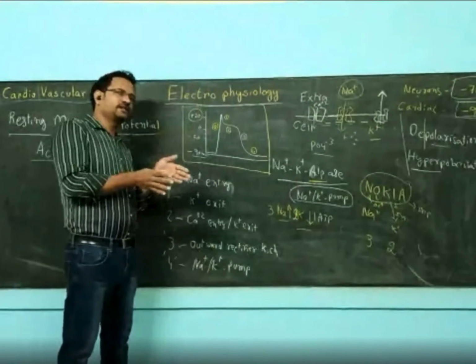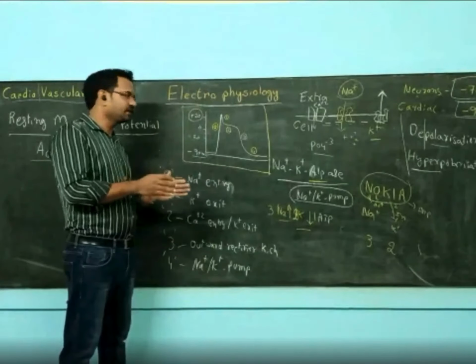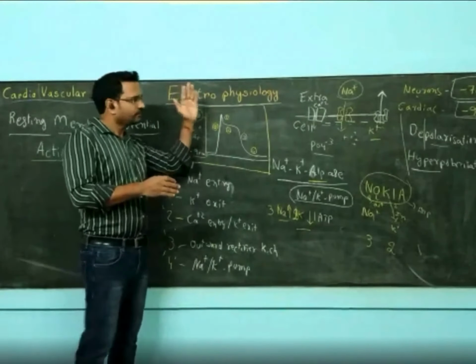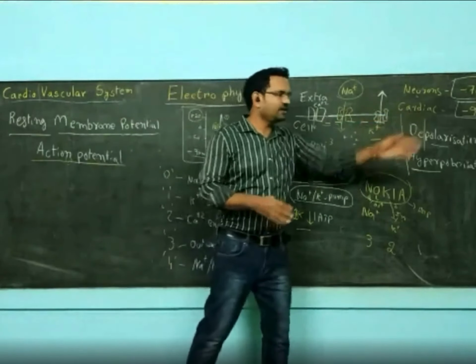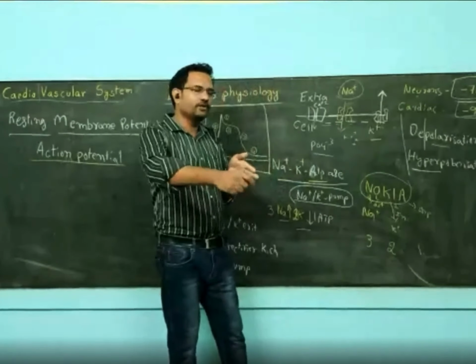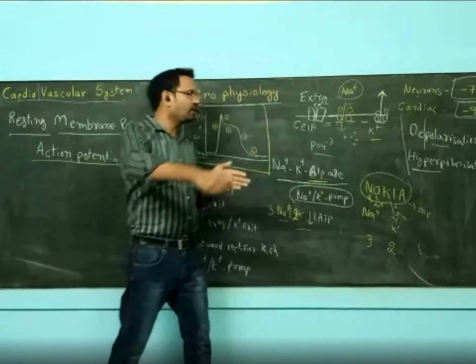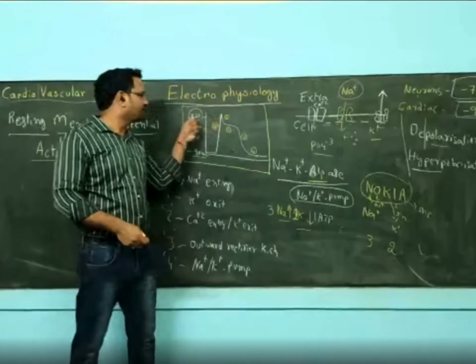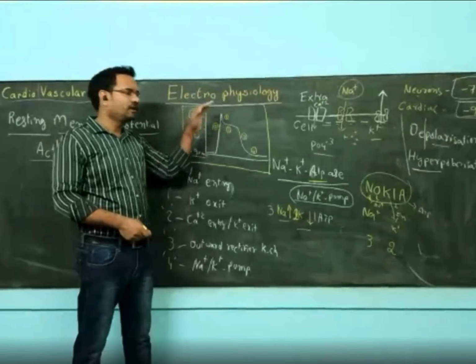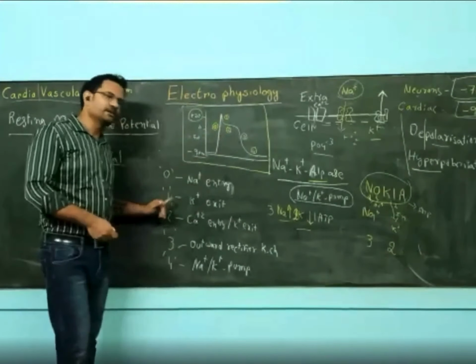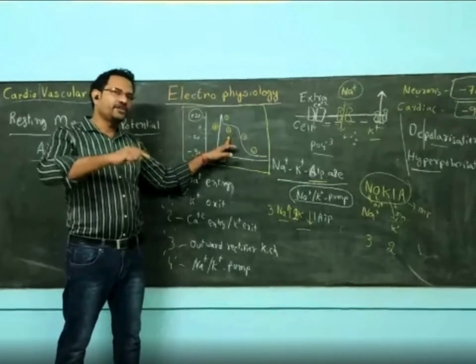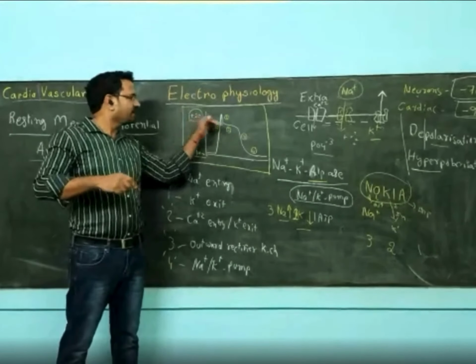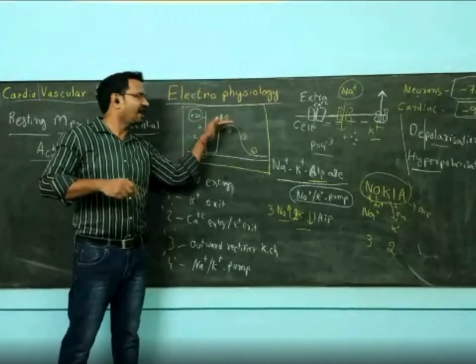It opens for milliseconds, after that it closes down. Once it is closed, potassium is still leaking out. At this potential, a small amount of potassium will be going out. Because a positive charge is going out, the potential again falls down. Instead of plus 20, it slowly comes down. This happens in phase 1, potassium exit. After that, the plateau phase is there. That means the potential change will not be very much. It will be like a flat line.